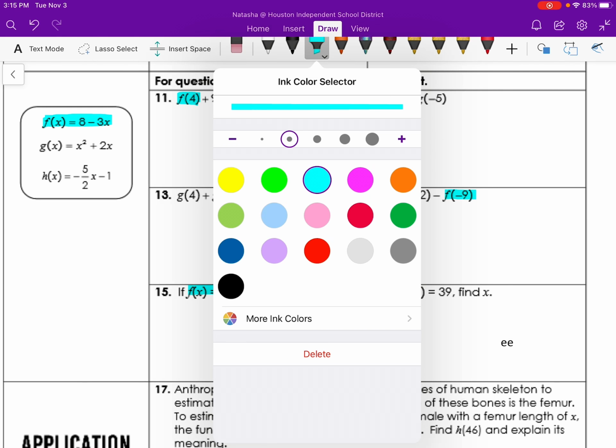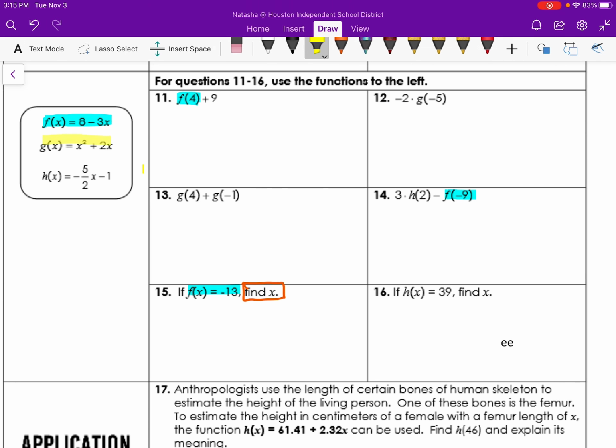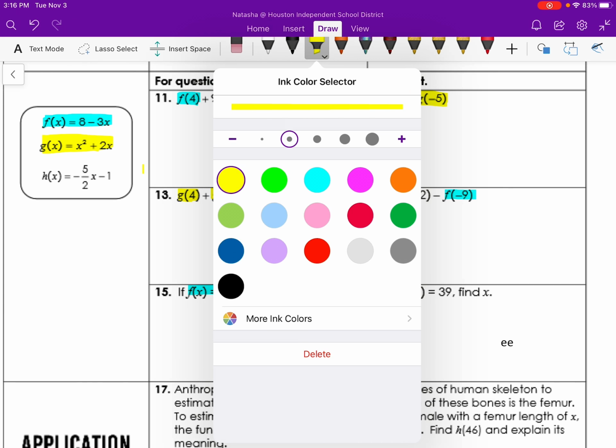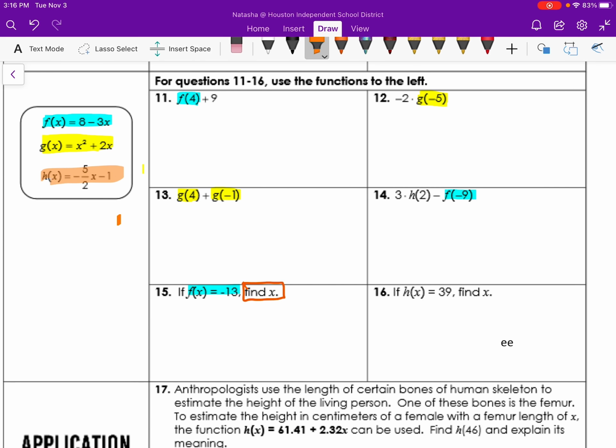Okay? Then I have g of x. So these are all my equations for g of x. And then lastly, I have h of x. Let's use orange. And that one we're wanting to find x.